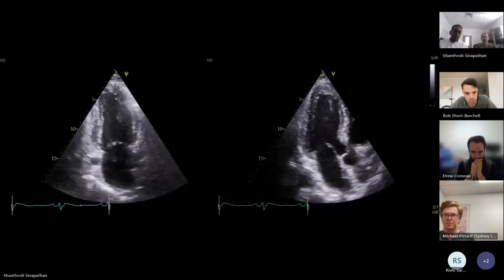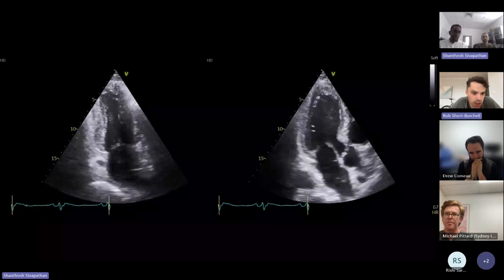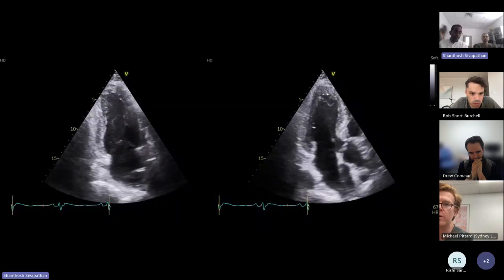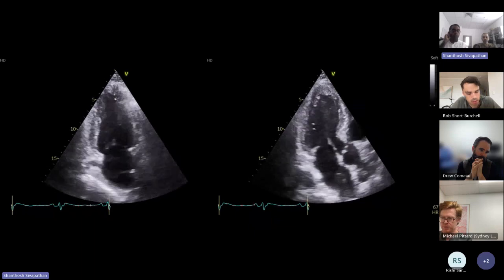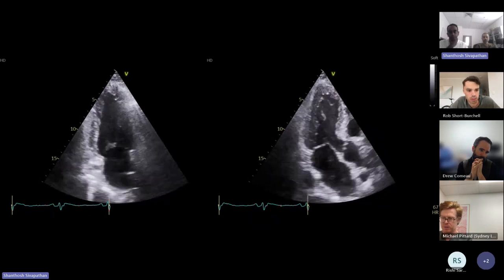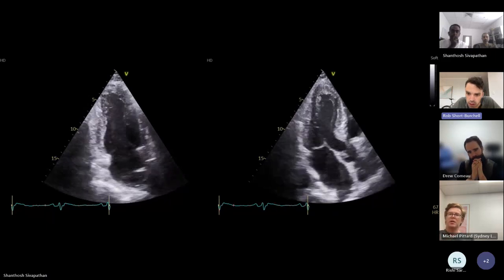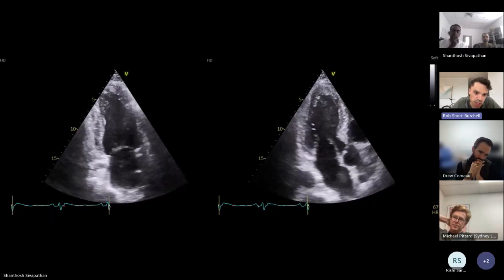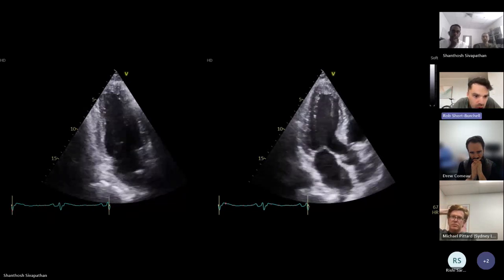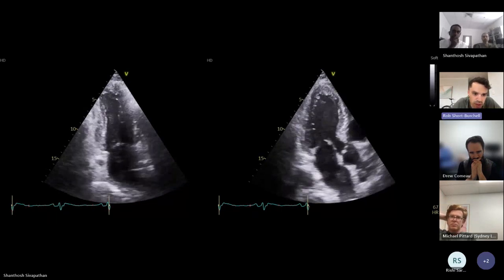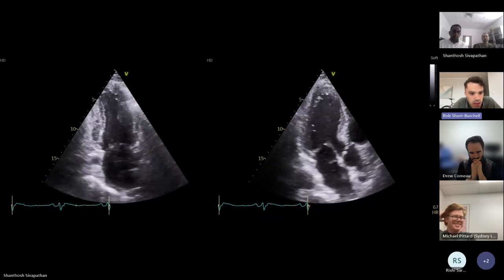Does this help with your suspicion at all? And you're right in terms of your gain settings. That happens. You may have overgained, and so you do have to reduce your gains. But in this case, what do you think, Rob? So we've got the 2-chamber on the left and the 3-chamber on the right. Again, there's spontaneous echo contrast within the LV. I'd want to zoom in further to see if there is a thrombus forming.